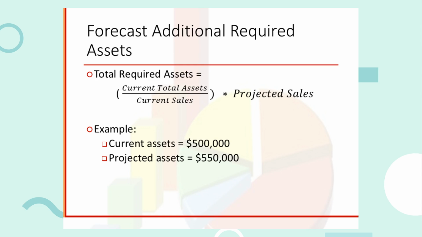Here we calculate the total assets required to support the new sales level. According to the formula, total required assets equals current total assets divided by current sales, and then we multiply that figure by projected sales. For example, if the company has $500,000 in assets and $1 million in sales, the required assets for $1.1 million in sales would be $550,000.